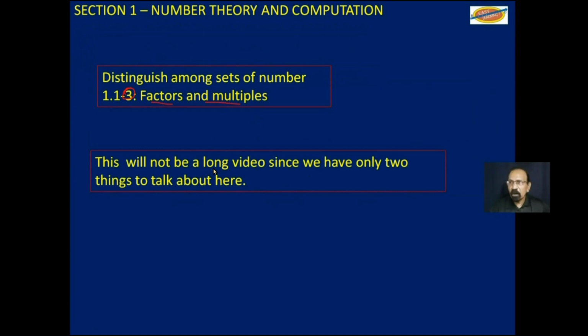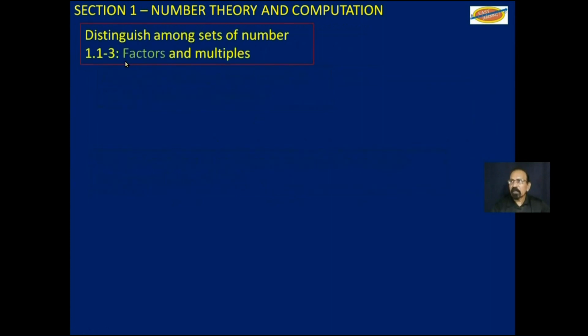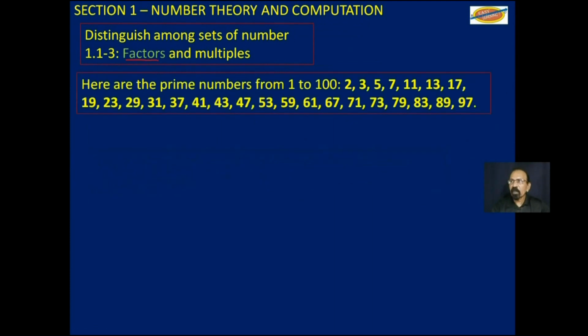Now this will not be a long video since we have only 2 things to talk about. Let's deal with factors first of all. Here are the prime numbers from 1 to 100. 2, 3, 5, 7, and so on, right up to 97. Those are prime numbers. It means that they have only two factors, 1 and themselves. That is to say, you can only find two numbers either smaller or equal to 2 that can divide 2 without a remainder.